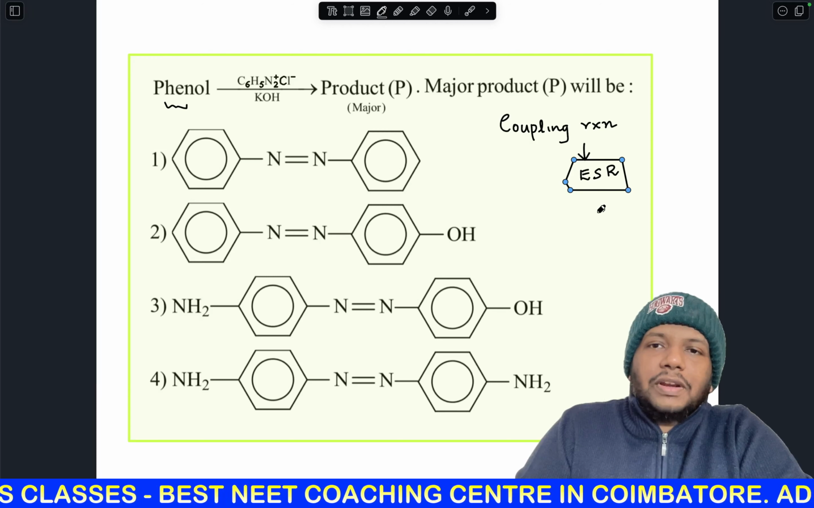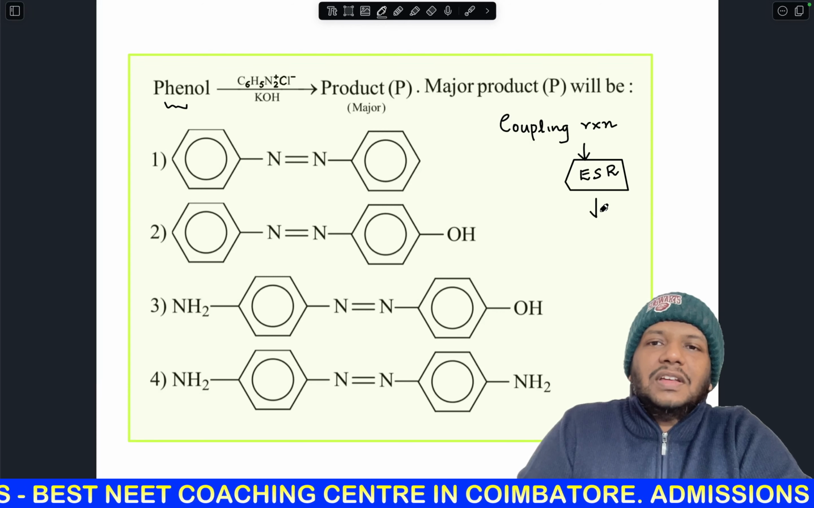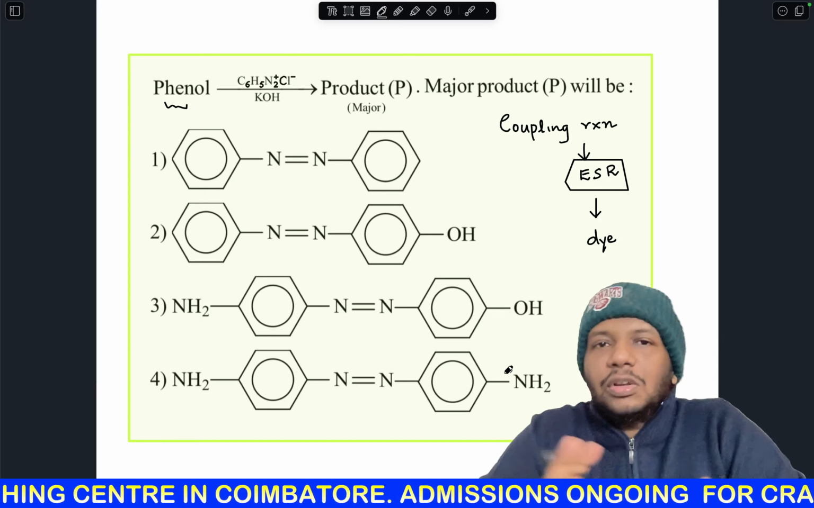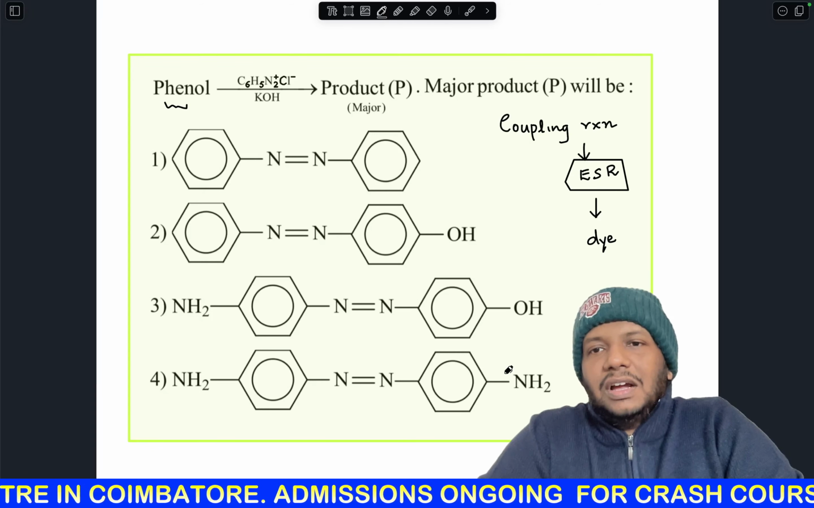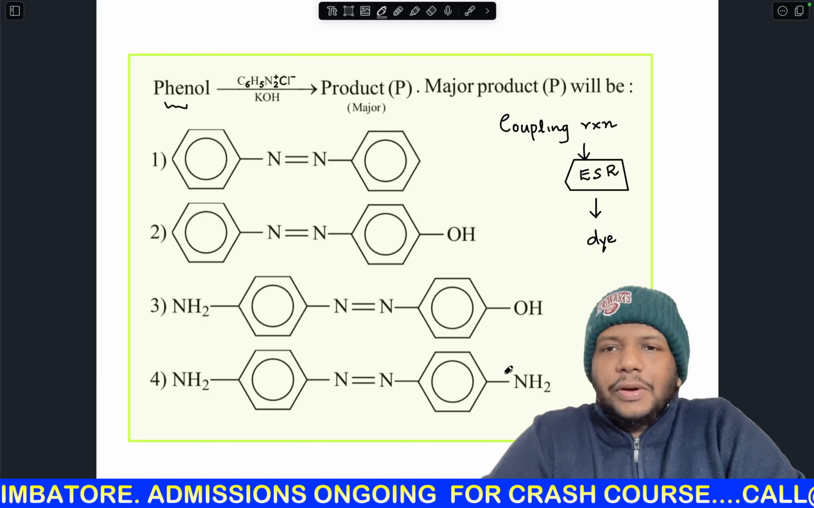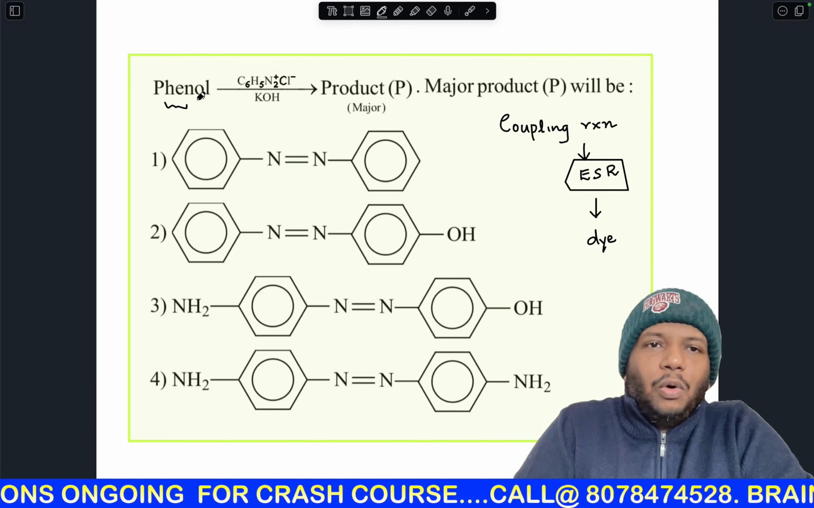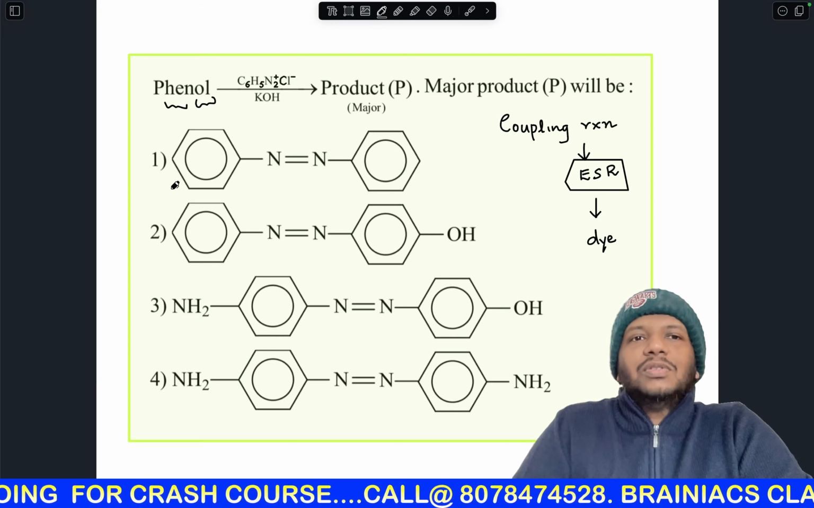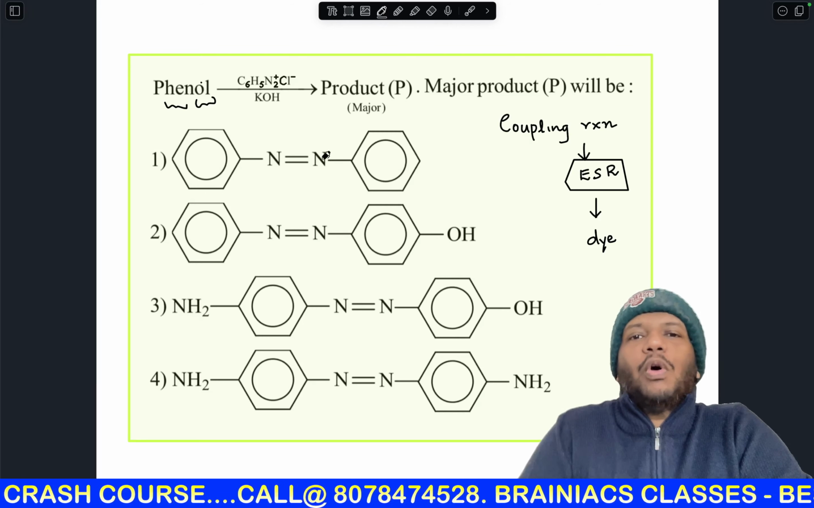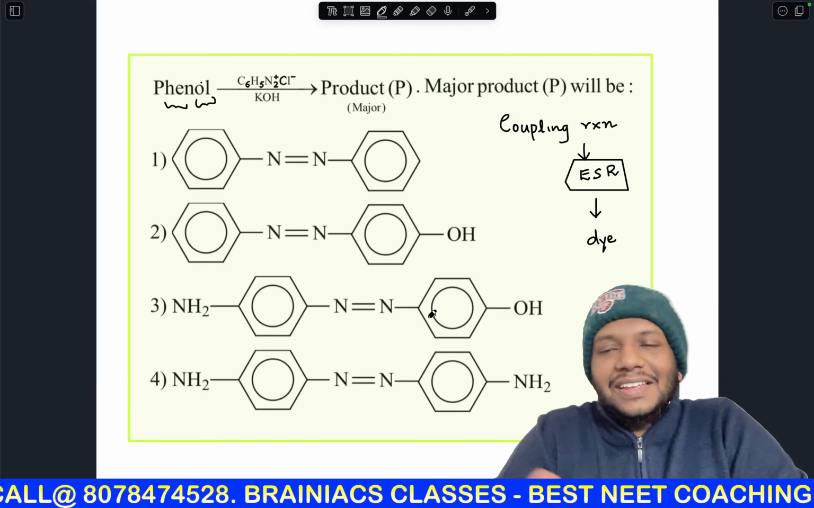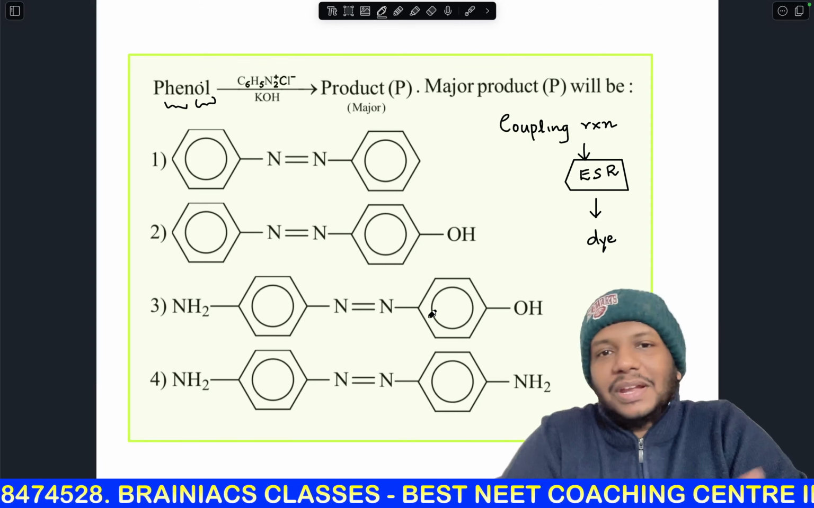And what is the output product, sir? Already shown in the options. Dye formation occurs. Either you will get an orange dye or a yellow dye. I will tell you one shortcut to remember this. Phenol has OH, so the dye would be orange. You can think like that. And if it is aniline, the other color, that is yellow.